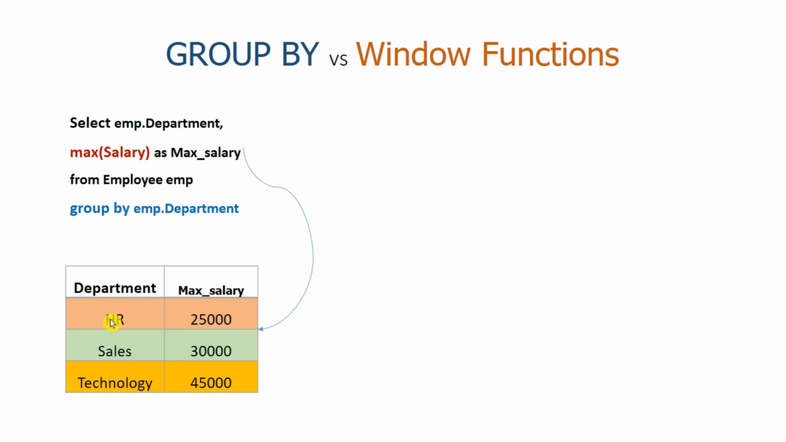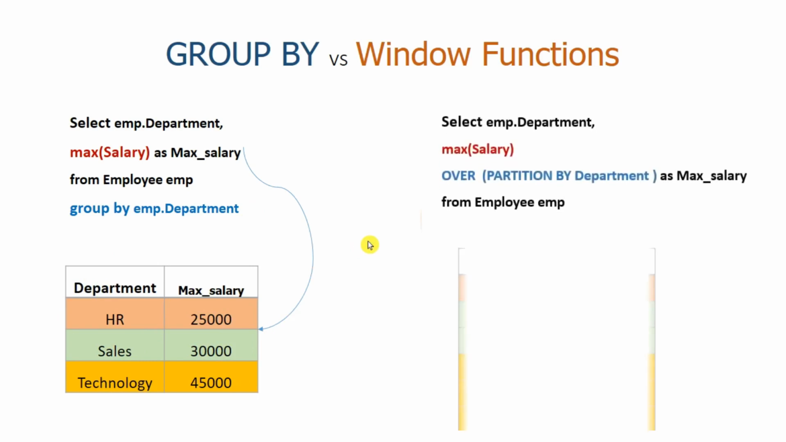So just like we said, it's giving us a single result for each and every one of the aggregated rows. So we can see the HR is coming out as aggregated data, and it is a single row for that particular identical row. So we also have the sales and the technology. So we have a single row for each of those identical departments. So let's compare with our Windows function.